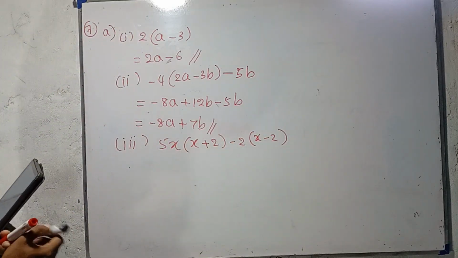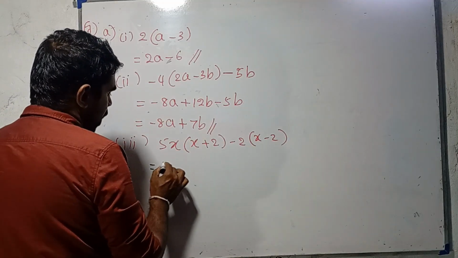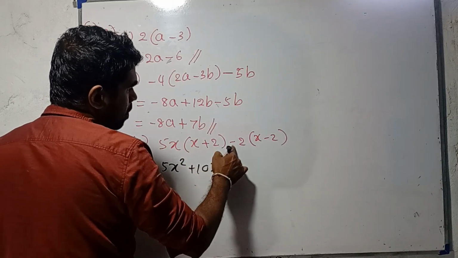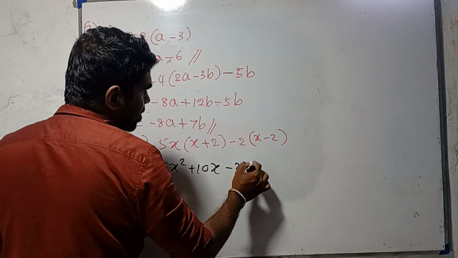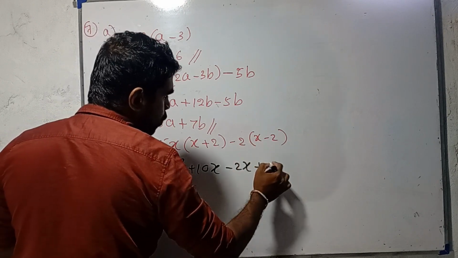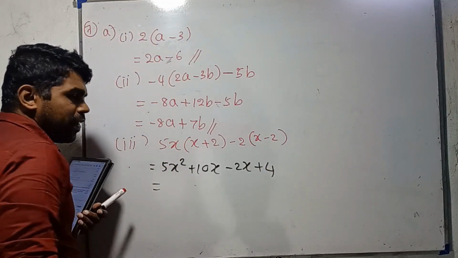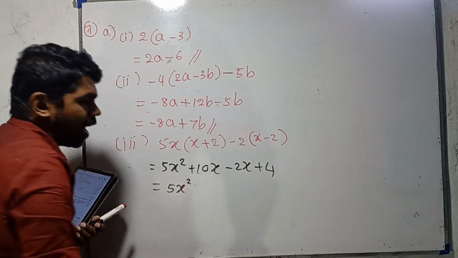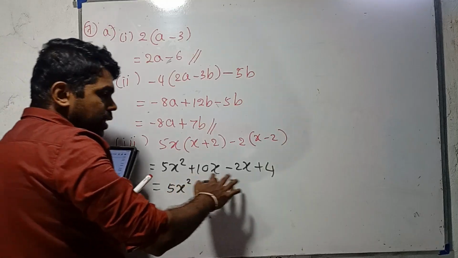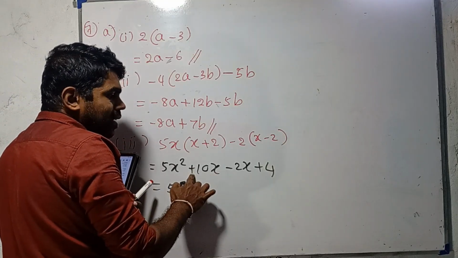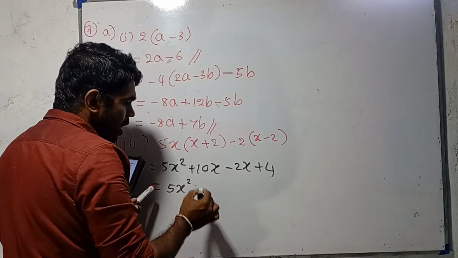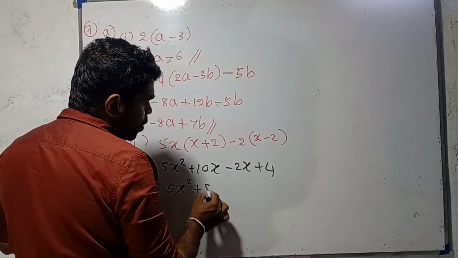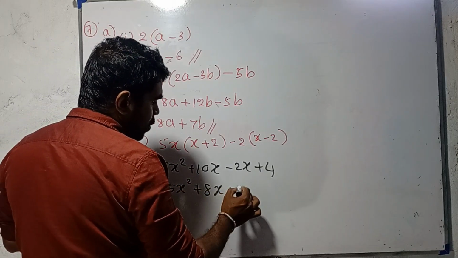Then part 3, 5x times x plus 2 minus 2 times x minus 2. We can remove brackets. 5x into x, 5x squared, plus into plus plus, 5 into 2, 10x, minus into plus minus, 2 into x, 2x, minus into minus plus, 2 into 2, 4. Then we can simplify x terms. We can write 5x squared without any change. When simplifying x terms, there are opposite marks. This term is plus, this term is minus. Therefore, we put the mark of the large term and subtract, 10 minus 2, 8x plus 4.